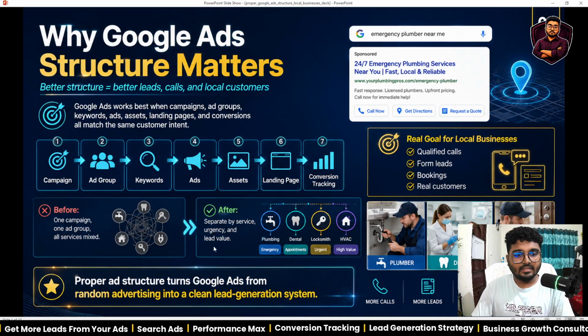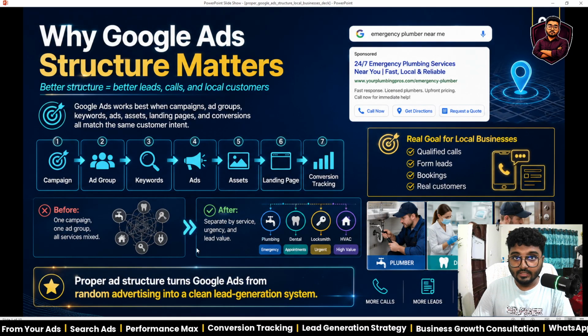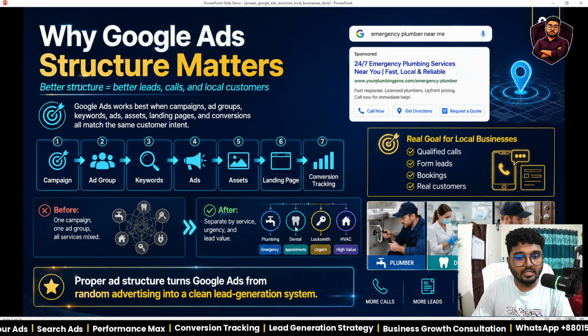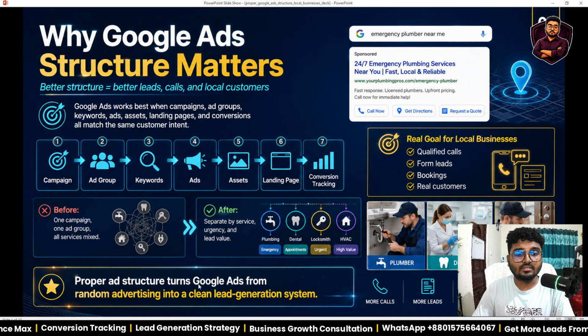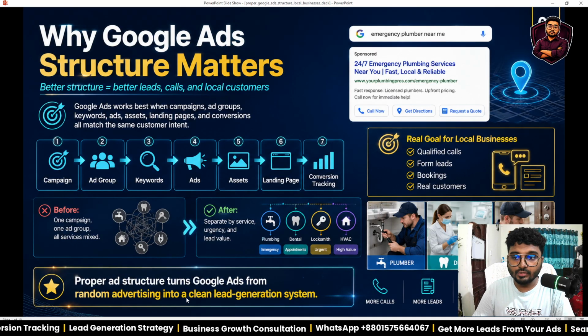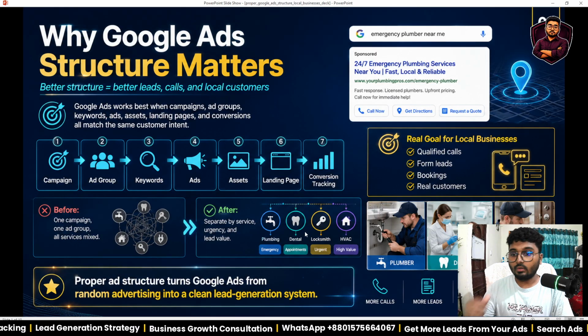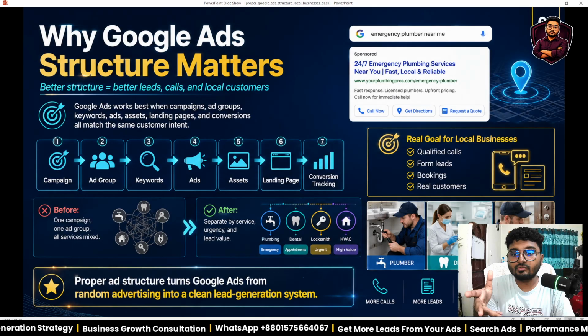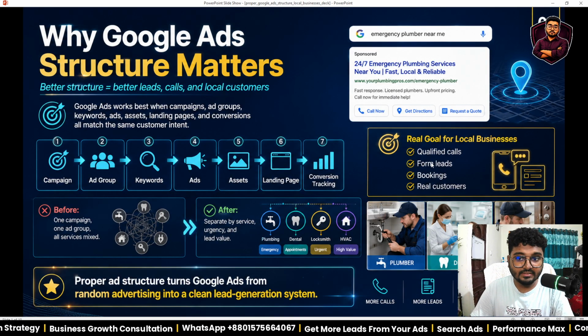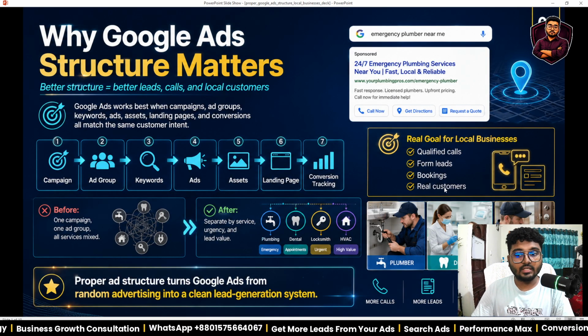So this is an after example that separates by service, urgency and lead value: plumbing emergency, dental appointment, locksmith urgent, HVAC high value. So proper ad structure turns Google ads from random advertising into a clean lead generation system. The real goal for a good ad account structure is qualified leads, form leads, bookings, real customers.